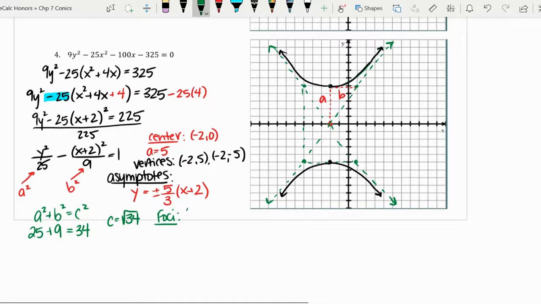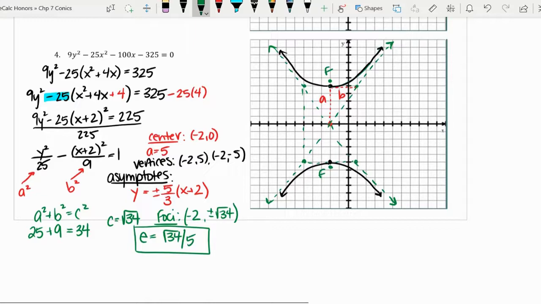We're going to use the center, but we're going up and down, c, like into our hyperbola. So root 34 is just under 6, right? So 1, 2, 3, 4, 5, really close to my vertex. Those would be our foci. And the points for the foci would be negative 2, 0 plus or minus root 34. Once we have that, our eccentricity is just c over a, so root 34 divided by our a value, which is 5.